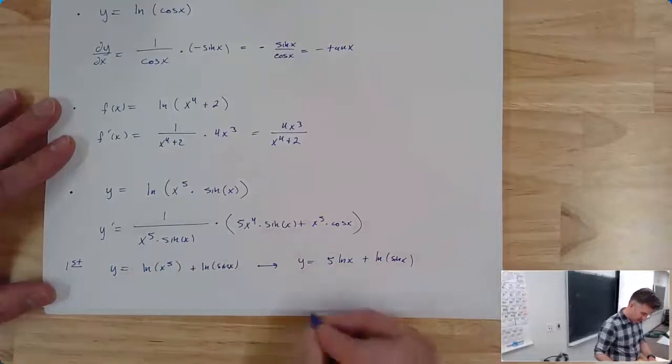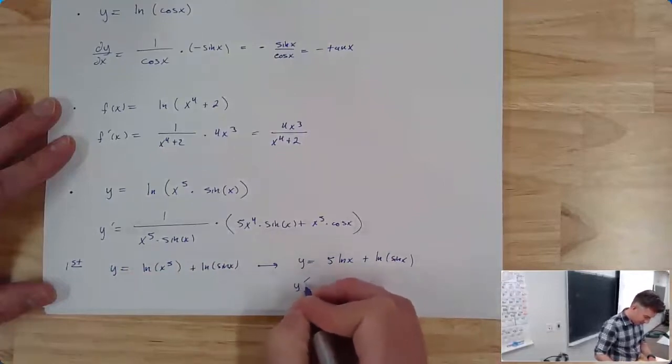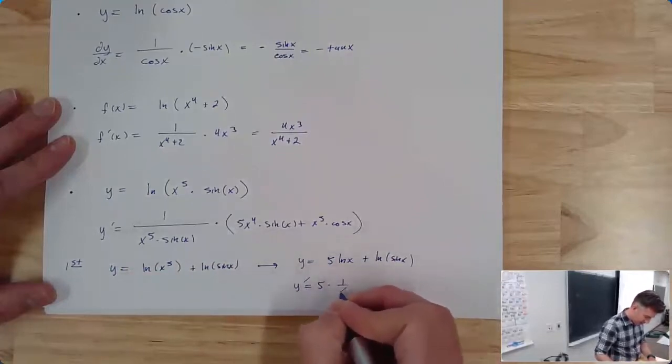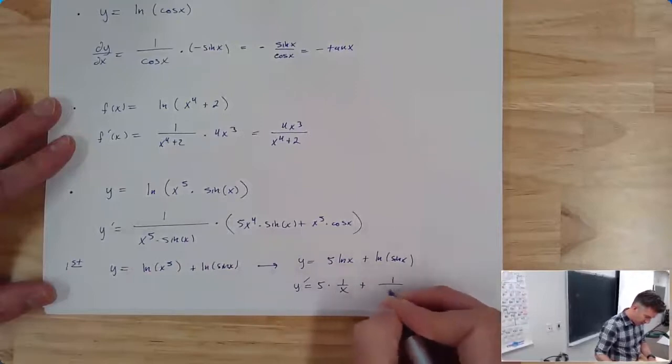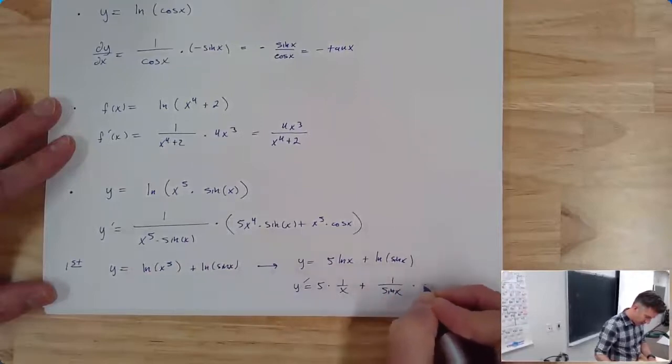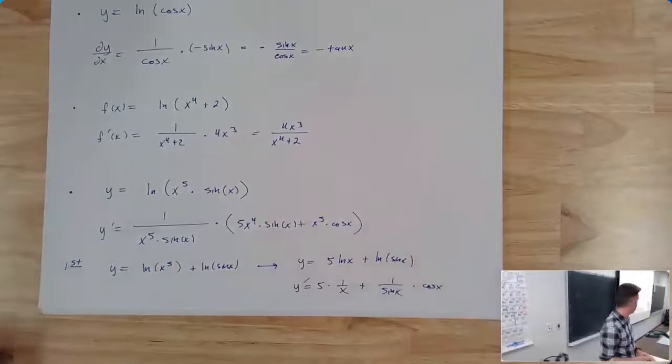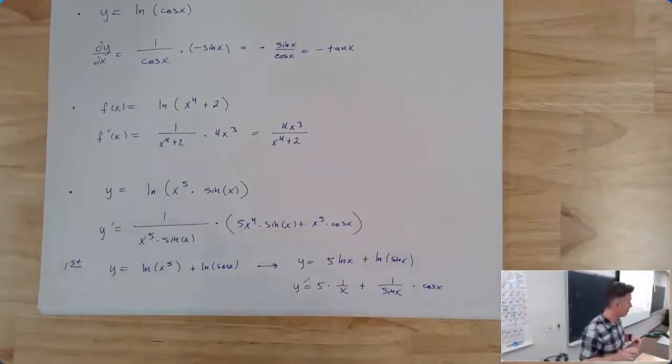Then taking the derivative is much nicer. My derivative is going to be 5 times 1 over x plus 1 over sine of x times cosine of x, which is a much simpler process in my opinion. So typically, especially for logarithms, if you can expand it into many simpler logarithms, it's a good idea to do so. The problem with simplification, both in logarithms and trigonometric functions, is that a lot of times you can simplify before you take the derivative, but your answer is going to look very different.